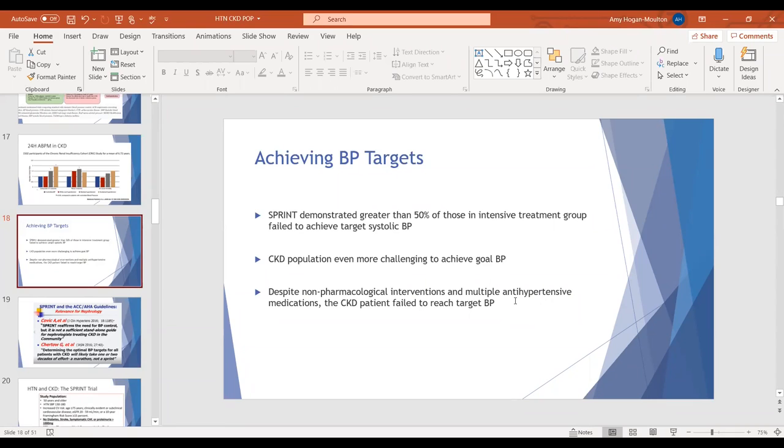But at the end of the day, sometimes it could be that we as physicians or providers just sort of settle because it's complicated to try to get the person to goal, because it is a lot of pills sometimes.